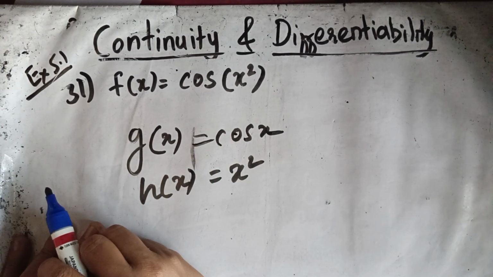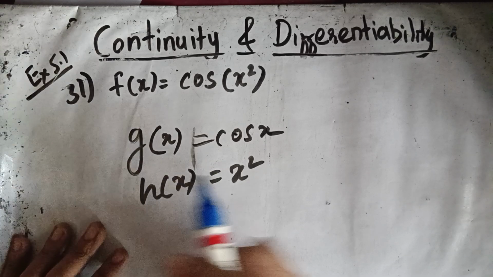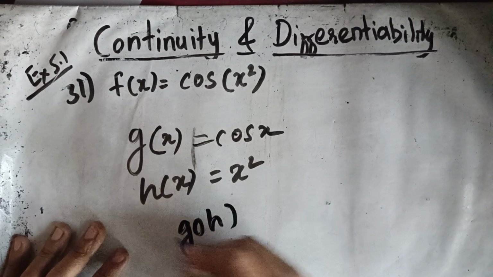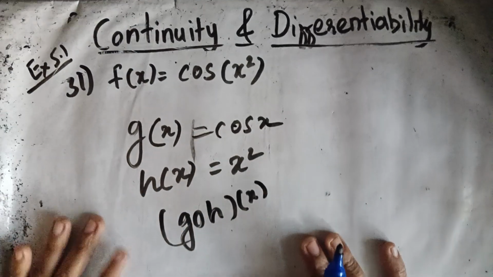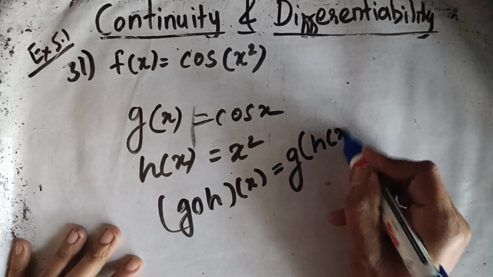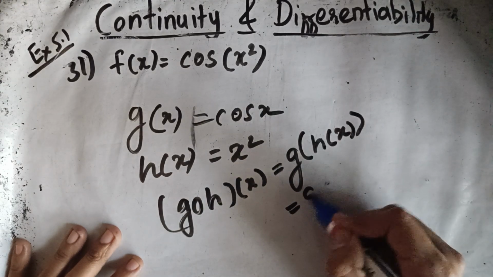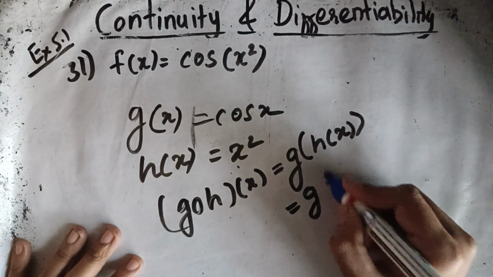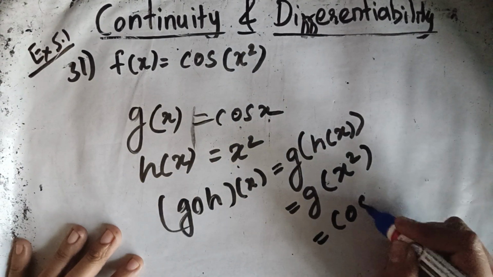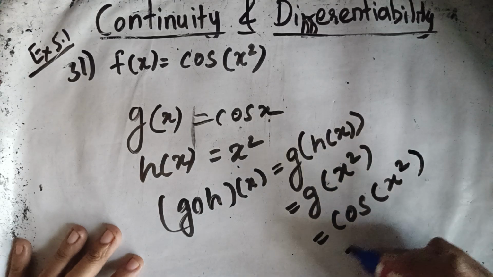If I take this g composite h of x, then this will be g of h of x. Now h of x is x square and g of x is cos of x. So cos of x square, which is our f of x.